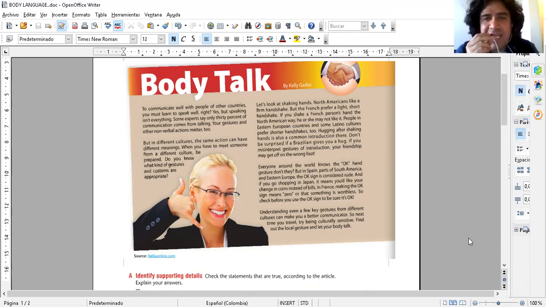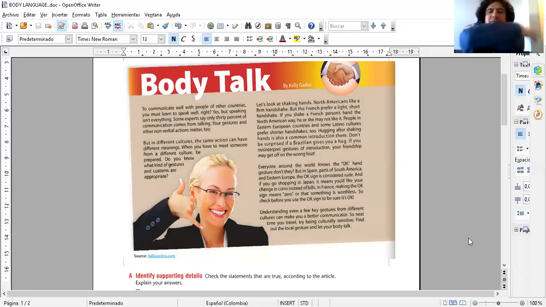Let's look at shaking hands. This is shaking hands, guys. North Americans like a firm handshake, but the French prefer a light, short handshake. If you shake a French person's hand the North American way, he or she might not like it. People in Eastern European countries and some Latino cultures prefer shortened handshakes too.